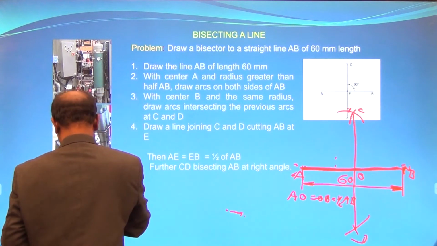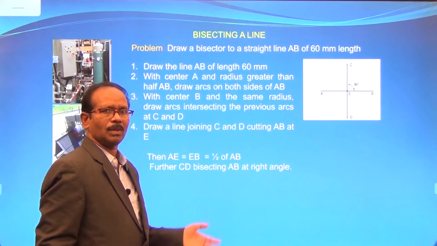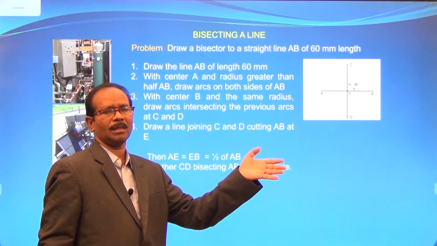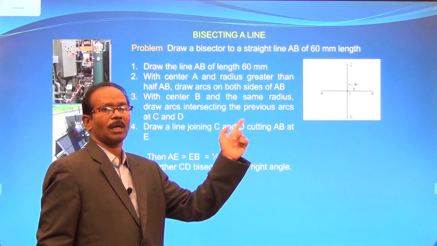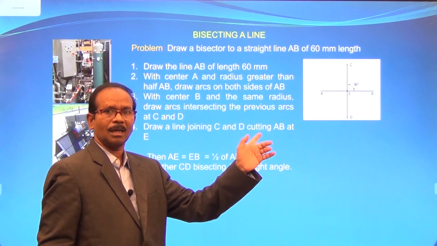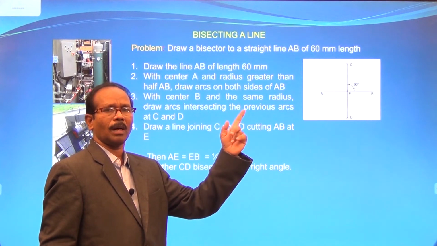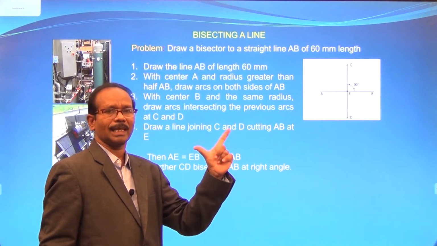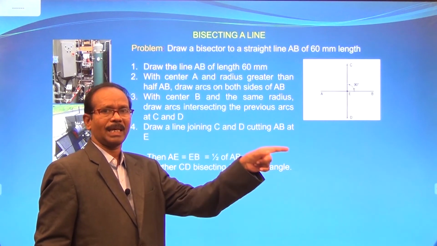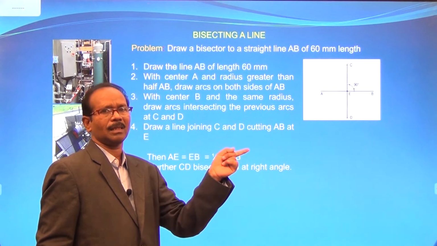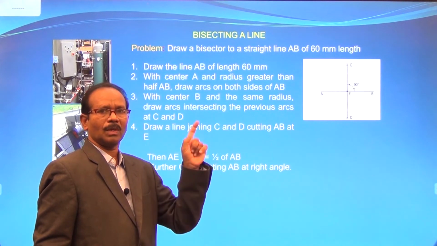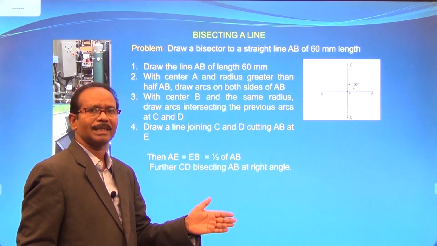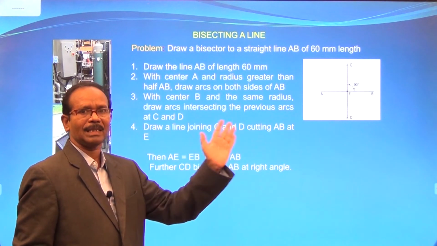Now let's do the next problem. What is that? Repeat again. Draw AB line of given length. With A as a center and more than half of AB as a radius, draw 2 arcs above and below AB. Without changing that radius, now select B as a center and intersect those arcs above and below. Name these 2 intersection points C and D. Draw a line joining C and D. This line exactly bisects the AB line.